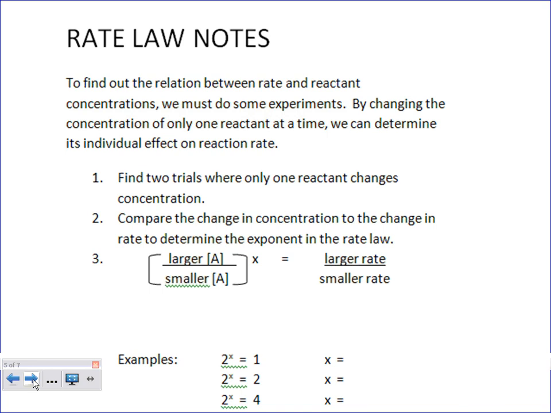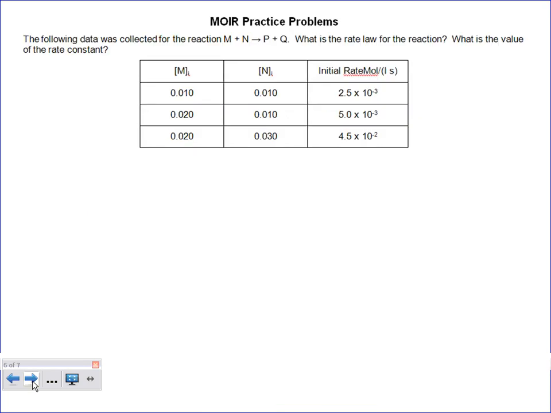Once you get to the point where you get an exponent, here's a little math reminder. If it says 2 to the x equals 1, that would mean x equals 0. And 2 to the x equals 2, we know that would be x equals 1. 2 to the x equals 4, that's x equals 2. So with all of that in mind, let's go ahead and do our couple of example problems.